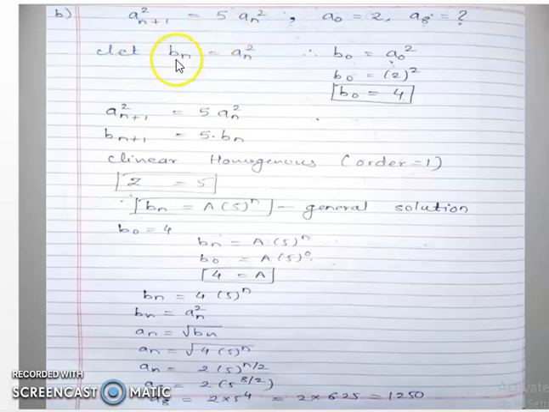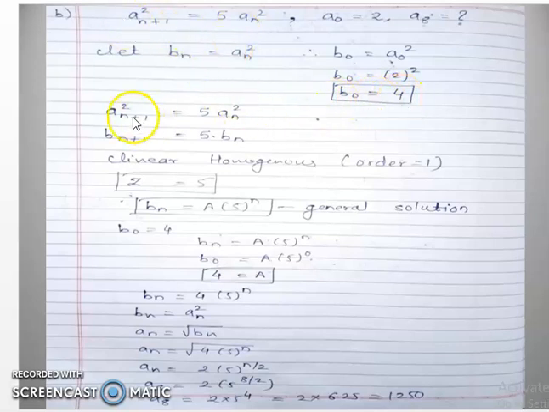Using this equation, put n = 0, then we get b_0 = a_0^2. The a_0 value is given in the question, therefore we put the a_0 value in this equation, that is 2^2. Then we get b_0 as 2 squared, that means 4. That is, b_0 = 4.